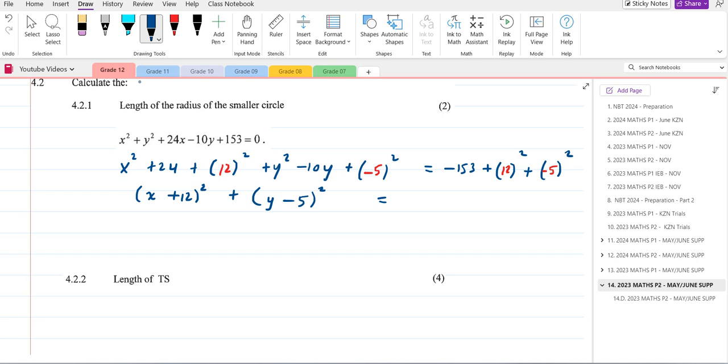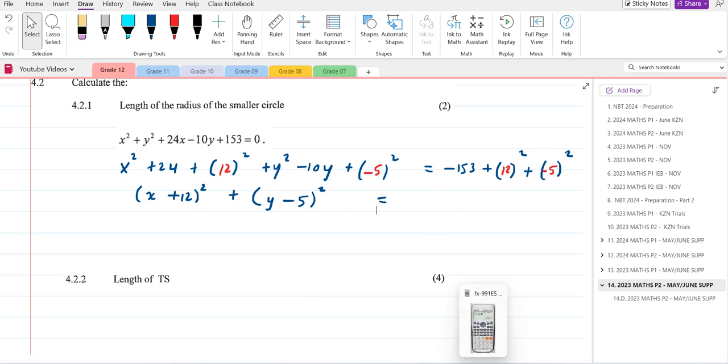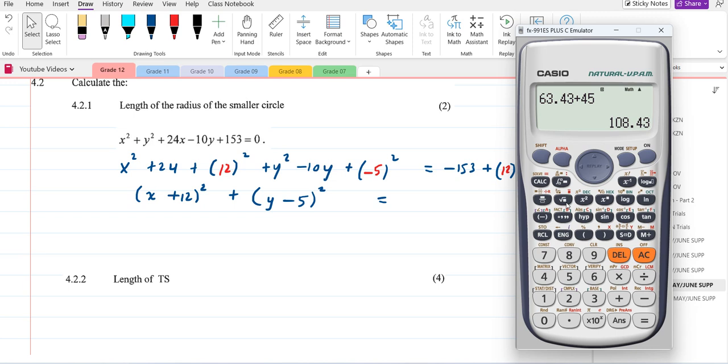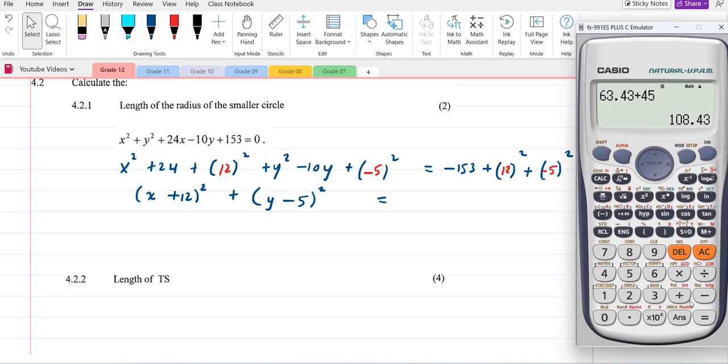What is this? Minus 5. So we took negative 153 over. Let's work it out. So we got 169 minus 153. It looks like it's 16. Let's check. Negative 153 plus 144 plus 25. So we have, wait, negative 153, right? So we got 16.